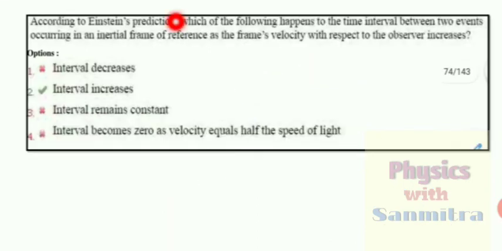Next, according to Einstein's prediction, which of the following happens to the time interval between two events in an inertial frame of reference as the frame's velocity with respect to the observer increases? When the velocity of the frame increases, what happens? Time interval decreases, increases, remains constant, or becomes 0 as velocity equals half of the speed of light. The interval never becomes 0. Interval increases. Option 2 is correct, because this is nothing but time dilation.